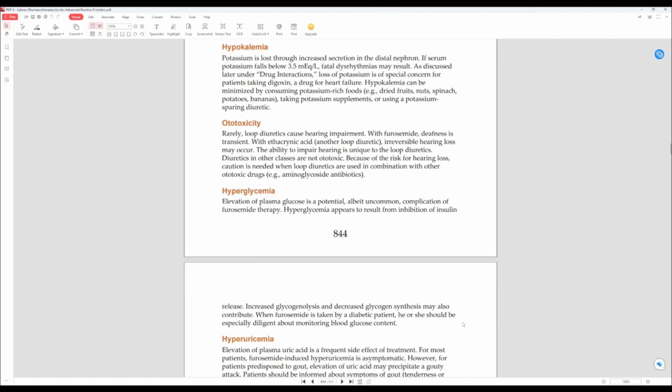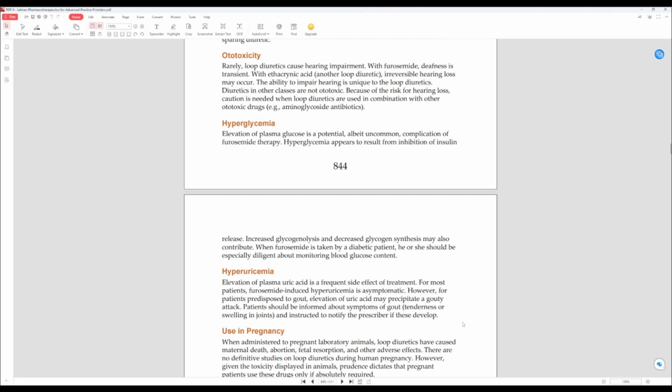Hypokalemia. Potassium is lost through increased secretion in the distal nephron. If potassium falls below 3.5, fatal dysrhythmias may result. As discussed later under drug interactions, the loss of potassium is a special concern for patients taking digoxin, a drug for heart failure. Hypokalemia can be minimized by consuming potassium-rich foods, taking potassium supplements, or using a potassium-sparing diuretic.